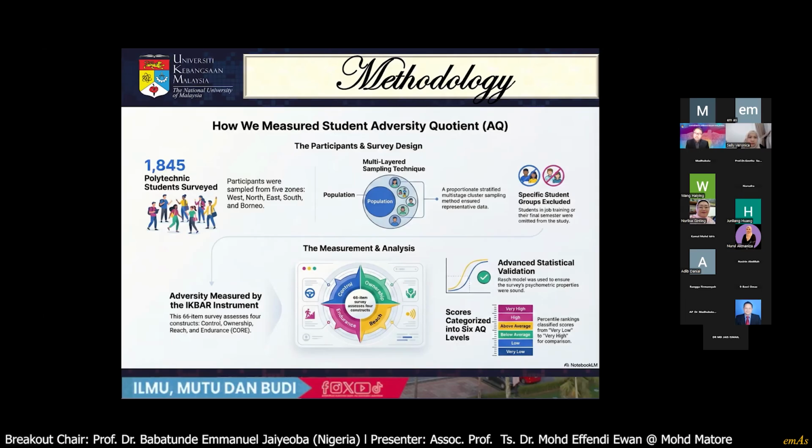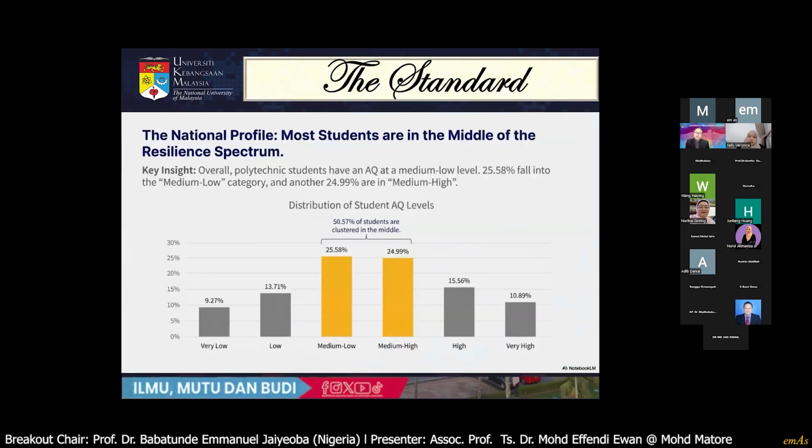And we assess all the items using the Rasch analysis, such as item fit, unidimensionality, and also the local independence as well. So in short, we categorize the AQ into 6 levels, from very high, high, above average, below average, low, and very low. The national profiling, most of the students are in the middle of the resilience spectrum, which is 25.58% on the medium low and 24.99% is a medium high. So we can conclude that 50.57% of the polytechnic students are clustered in the middle AQ levels.